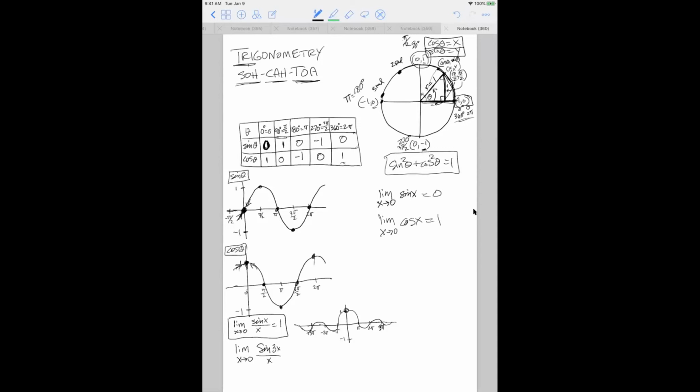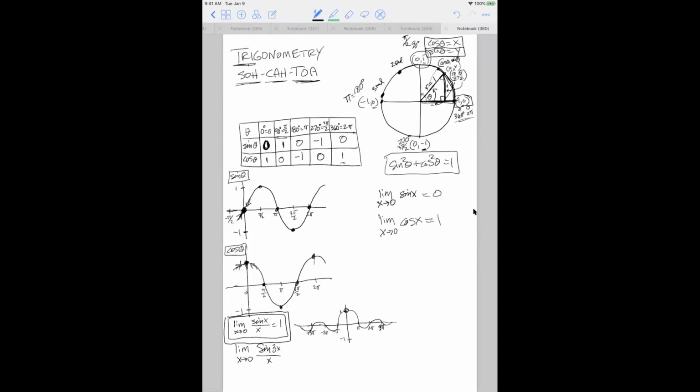All right, now a key one I want to point out here, and these are some problems in Sapling that are going to require this of you. This is the identity that I want to point out. The limit as x goes to 0 of sine of x over x equals 1.